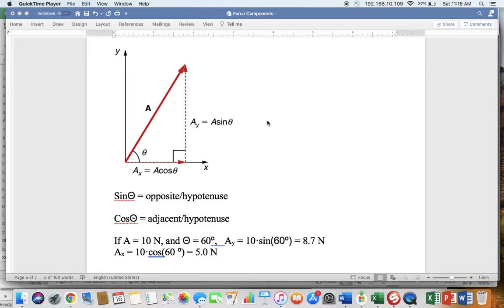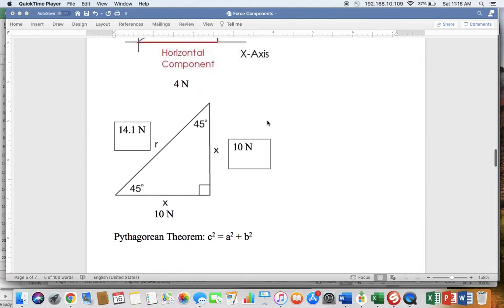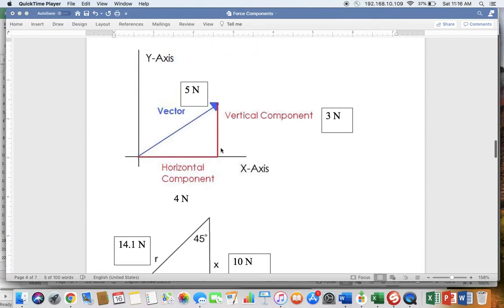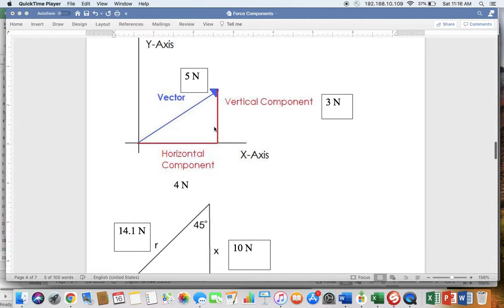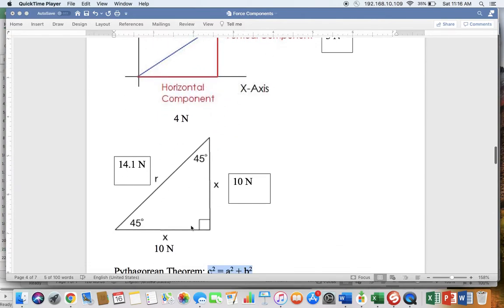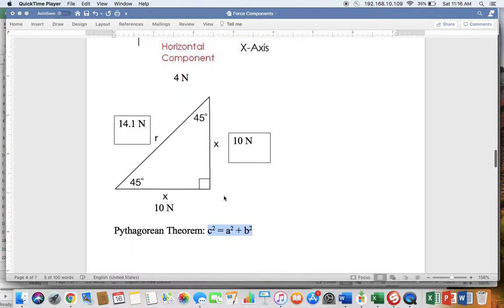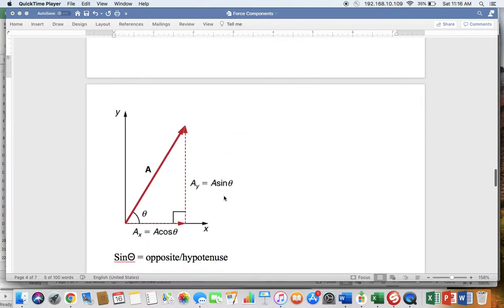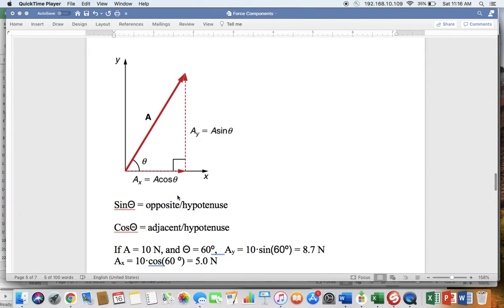Now we're going to continue our discussion of force components. We talked about two specific examples of breaking force vectors down into their components: a 3, 4, 5 right triangle and a 45, 45 or isosceles triangle. However, many vectors are not oriented at those specific angles and do not create those specific triangles.